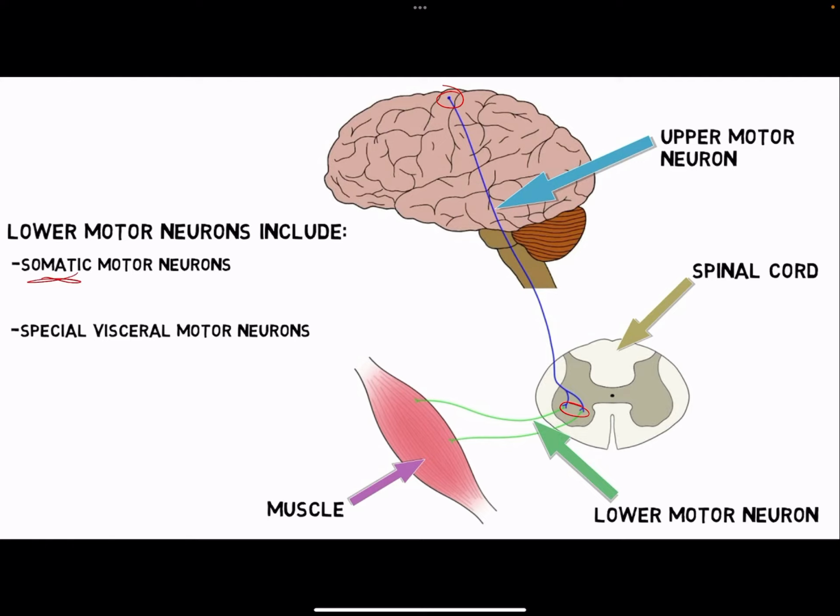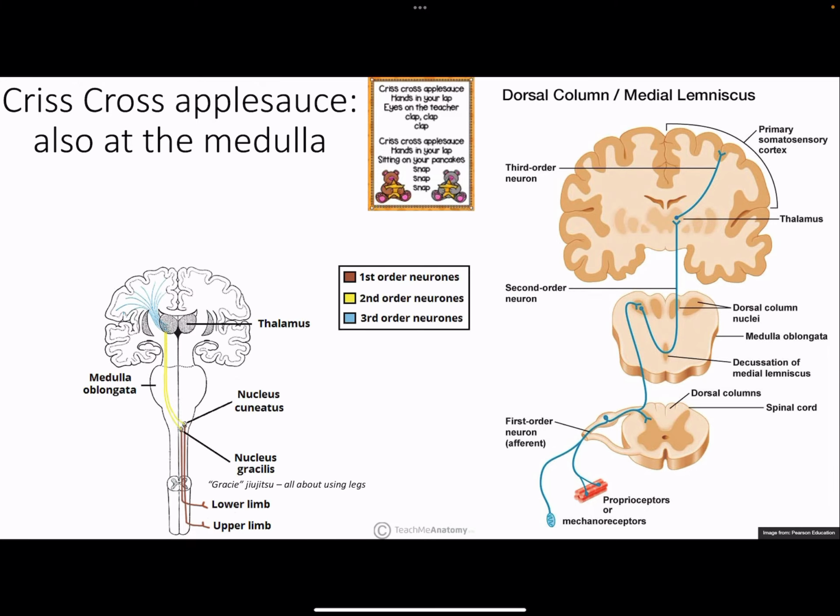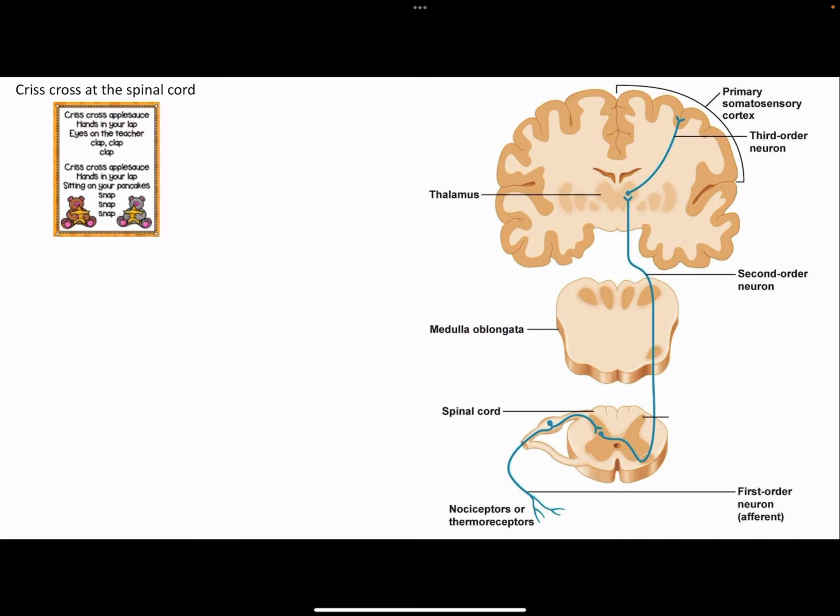And not everything is somatic, right? Like I'm flexing my bicep. Some of it's visceral, like I need to do peristalsis and cause the smooth muscle to contract or relax. The dorsal column is similar to corticospinal in that it also decussates at the lower medulla. There are technically 2 different tracts that make up the dorsal column. The nucleus cuneatus, which is for the arms, and the nucleus gracilis. I always thought of Gracie Jiu-Jitsu, which is all about using your legs more than your arms. And so I think of gracilis, Gracie Jiu-Jitsu, legs.